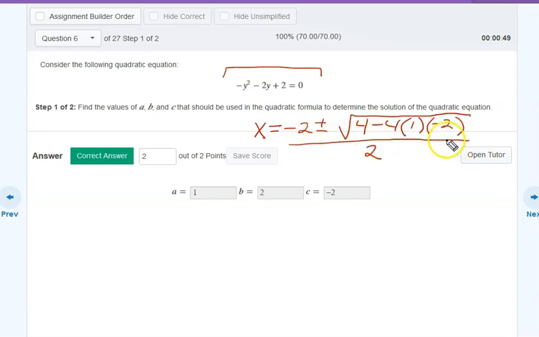So we've substituted. Now as we look at this, we see a negative times a negative here. We'll make this positive. So 4 times 2 is 8, plus 4 is 12. So our next line is -2 plus or minus the square root of 12 all over 2. Now remember, this 12 is the discriminant. This indicates we're going to get 2 answers. And let's go to the next slide.